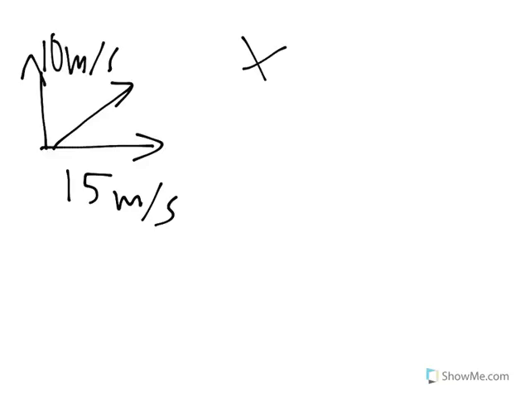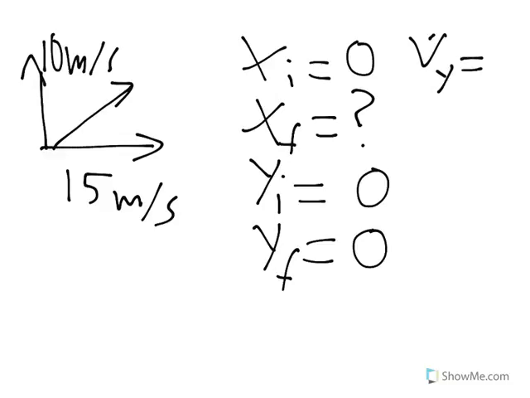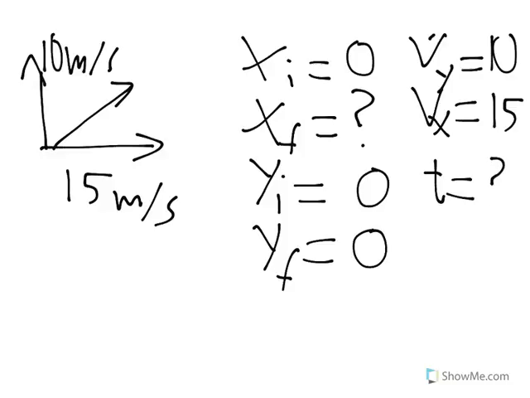So we'll say our x initial equals 0, our x final equals something, we don't know what it is, y initial equals 0, y final also happens to equal 0. This ends when it falls back to ground level, which is at 0. The velocity sub y, that's the original velocity in the y direction, is 10. Velocity sub x, the original velocity in the x direction, is 15. The time is something we don't know. And the acceleration, we'll say it's negative 10 meters per second squared for now.